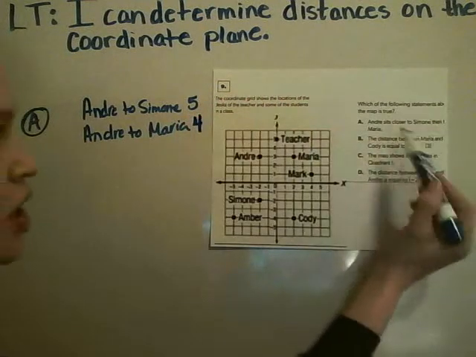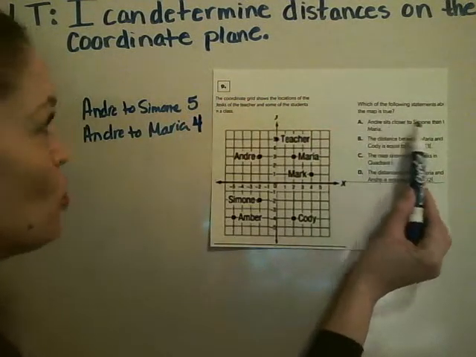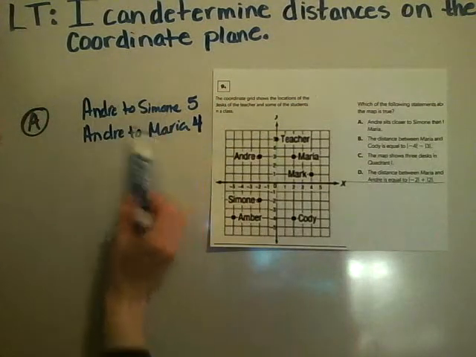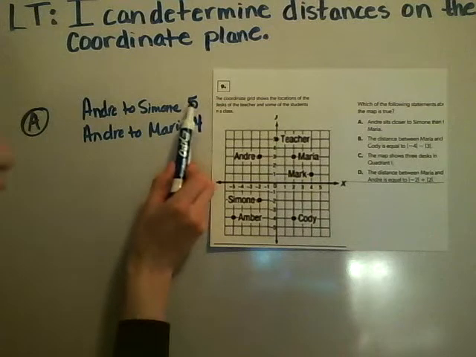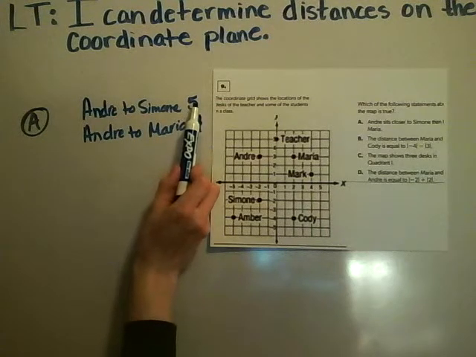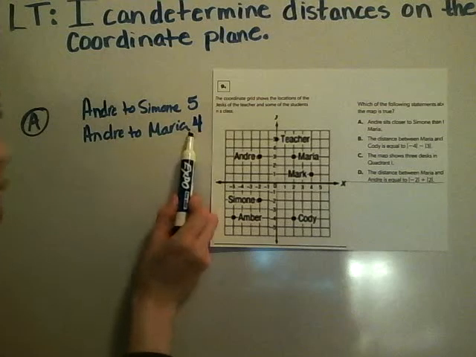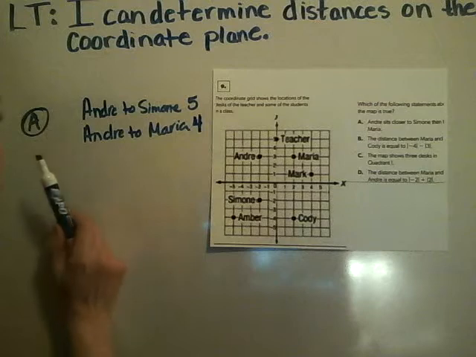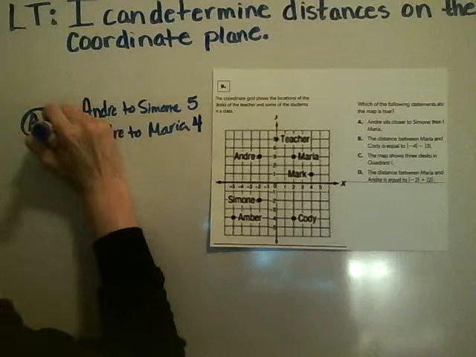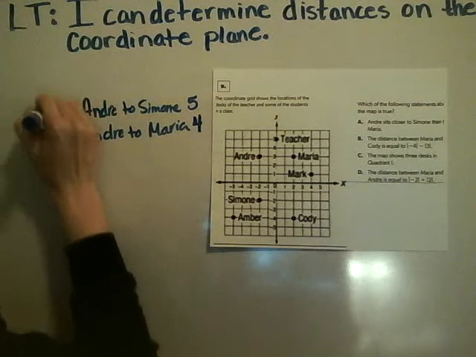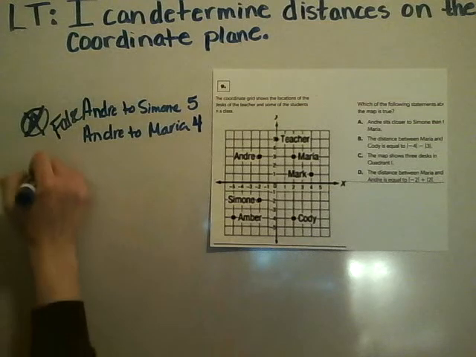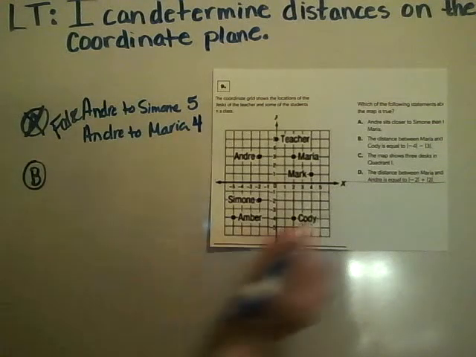Okay, now let's go back and read the statement. Does Andre sit closer to Simone than Maria? No, look at that. Andre sits 5 units away from Simone. So he's actually closer to Maria. So is A true or false? Good. This one is false. So we cannot use A. A is not a true statement. Okay? All right, let's go down to B and see what's up with B.